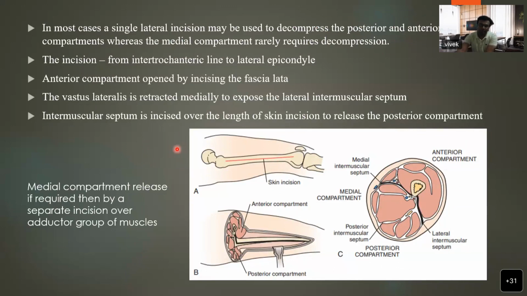The incision is usually placed from the intertrochanteric line to the lateral epicondyle. The anterior compartment is opened by incising the fascia lata, and the vastus lateralis is retracted medially to expose the lateral intermuscular septum, which is incised over the length of the skin incision to release the posterior compartment. If medial compartment release is required, then a separate incision has to be placed over the adductor group of muscles medially.